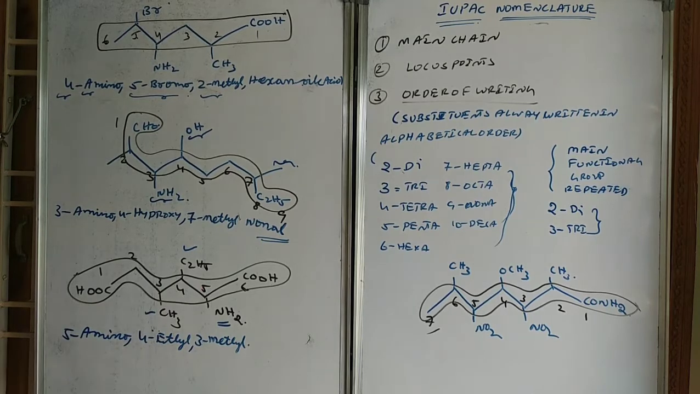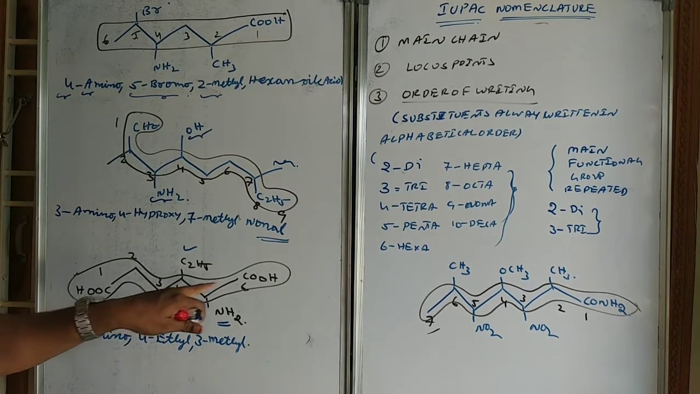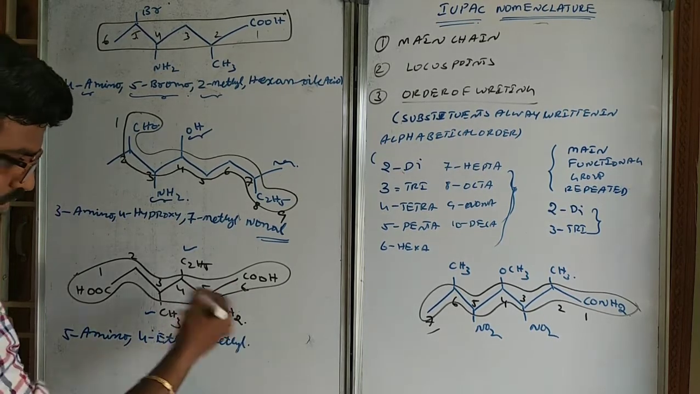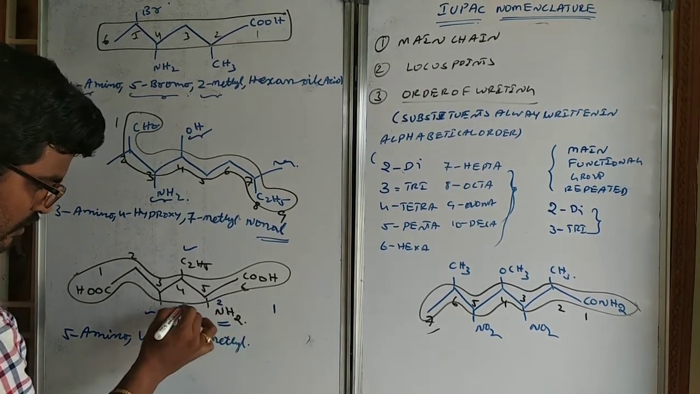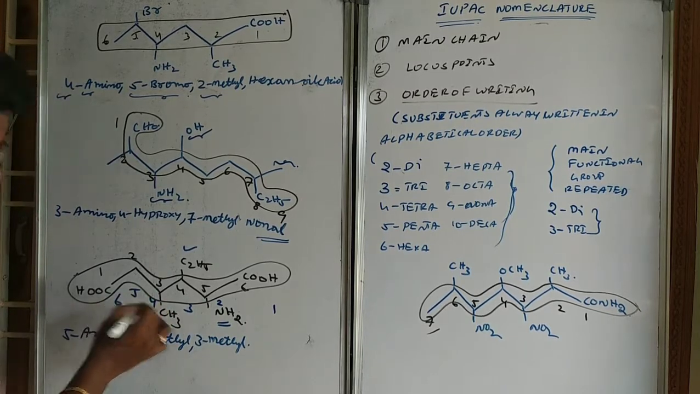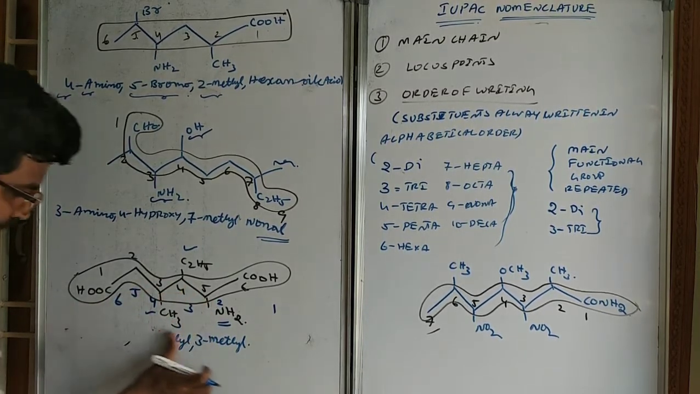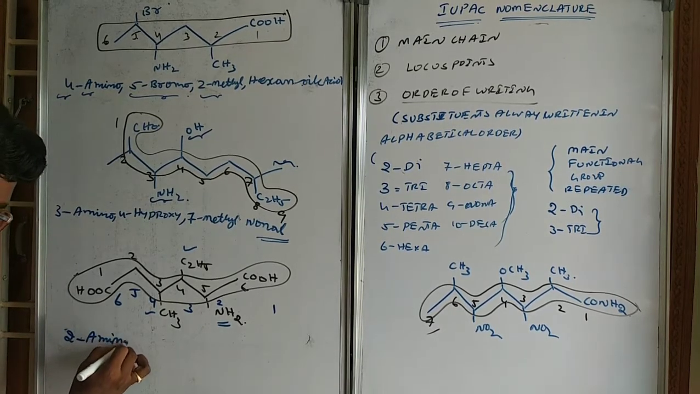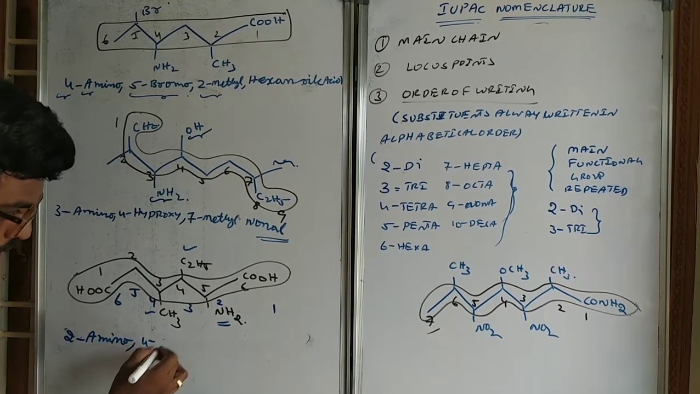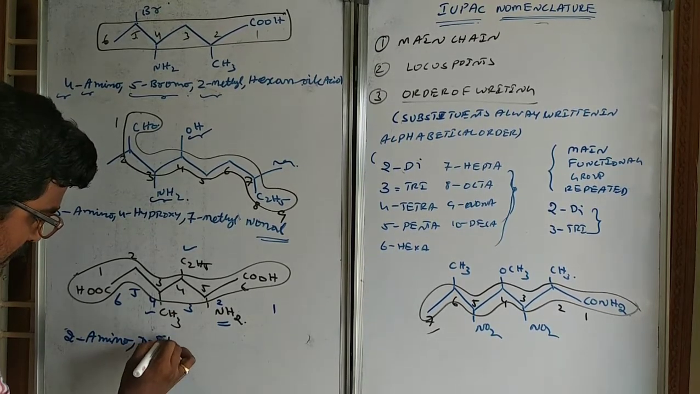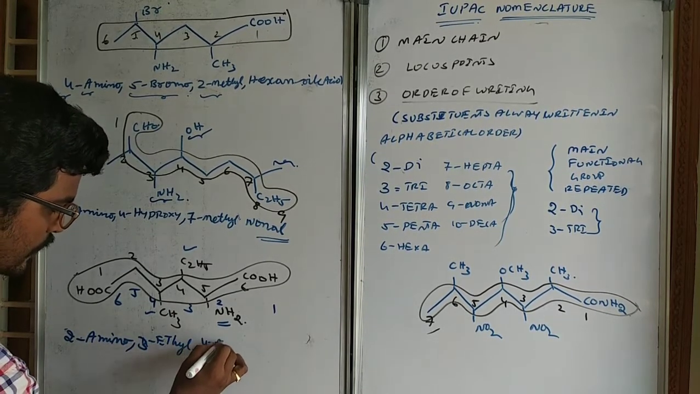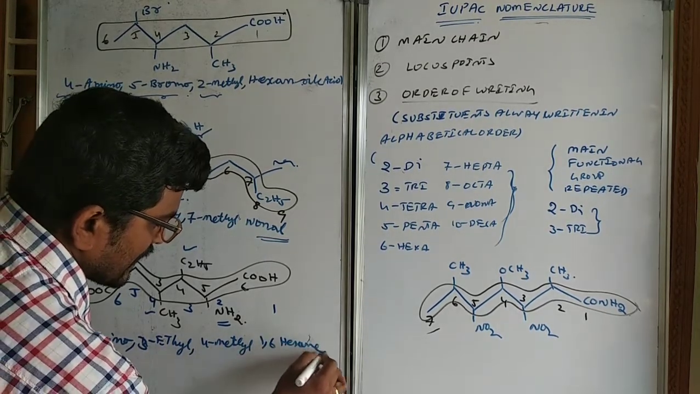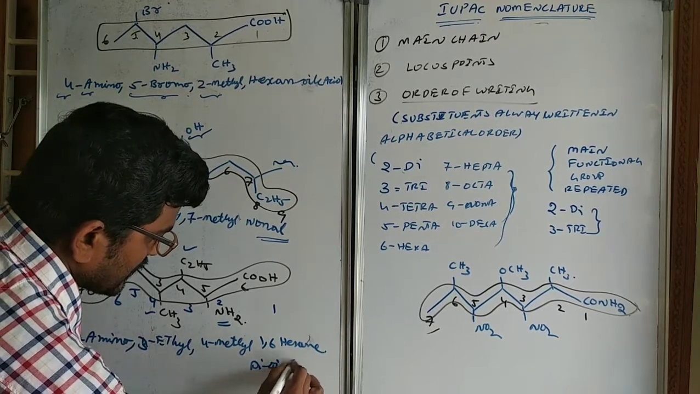Here 3, 4, 5 is there. From this side locus points will be different, right? This is 6. From this side you number 1, 2, 3, 4, 5, 6, and the locants are 2, 3, 4. Lowest sum is coming. So you can number from this side: 2-amino, 3-ethyl, 4-methyl, 1,6-hexanedioic acid.